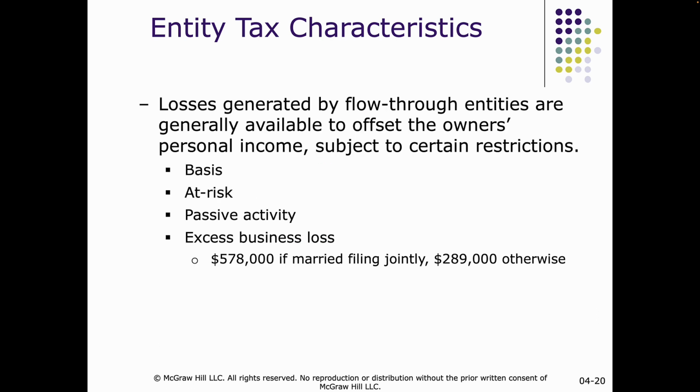Then we have losses that are generated by flow-through entities that are generally available to offset the owner's personal income, but this is subject to certain restrictions. You have to take into consideration the basis, at-risk, any passive activity limits, and if there are excess business losses, the limit is $578,000 if you're married filing joint or $289,000 for all other filing statuses.